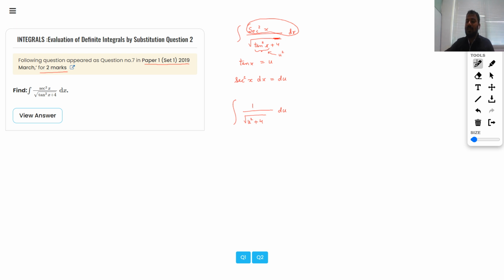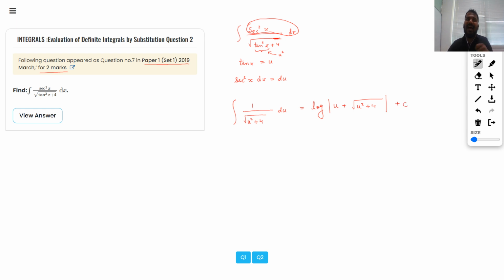Now this is a standard form. What is the standard form? It is log of the variable plus root of the whole denominator expression. So I can write it as log of u plus root of the same thing which is in the denominator, u square plus 4, which is basically u square plus 2 square. And since we don't have any limits here, I'm going to add plus c to it.